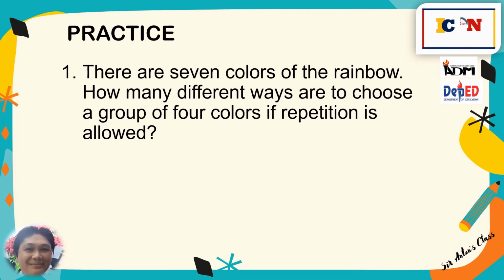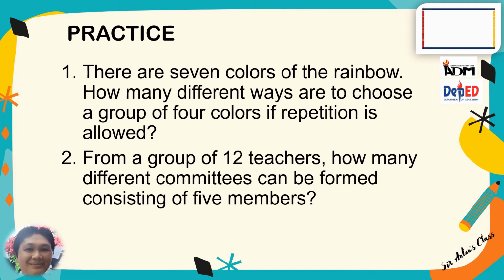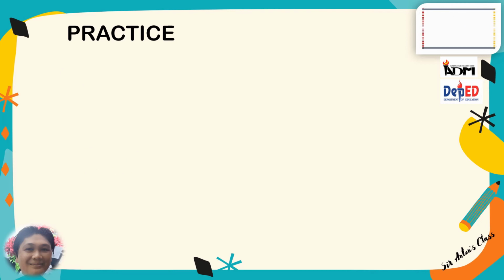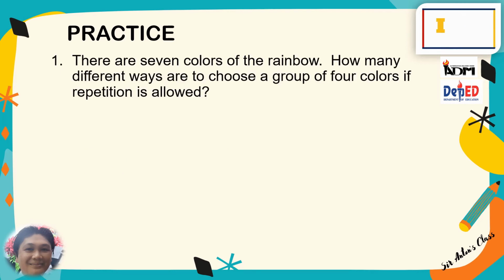There are 7 colors of the rainbow. How many different ways are to choose a group of 4 colors if repetition is allowed? Number 2, from a group of 12 teachers, how many different committees can be formed consisting of 5 members? Let's answer this practice. So there are 7 colors of the rainbow. The red, orange, yellow, green, blue, indigo, and violet. So how many different ways are to choose a group of 4 colors if repetition is allowed?